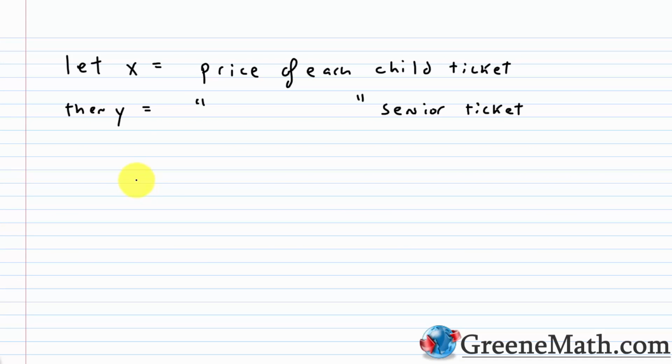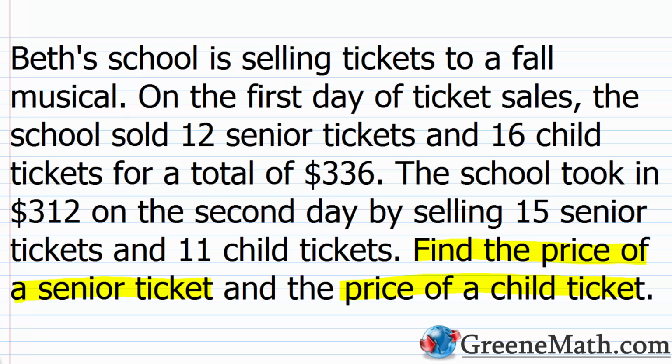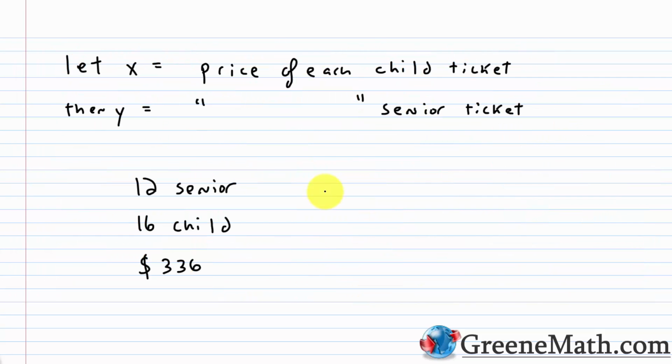So there was 12 senior and 16 child and it was $336. Let's just save that information there. Let's go back. Now, the other scenario they give us, it says the school took in $312 on the second day by selling 15 senior tickets and 11 child tickets. So let's go back. So now we have 15 senior. We have 11 child.